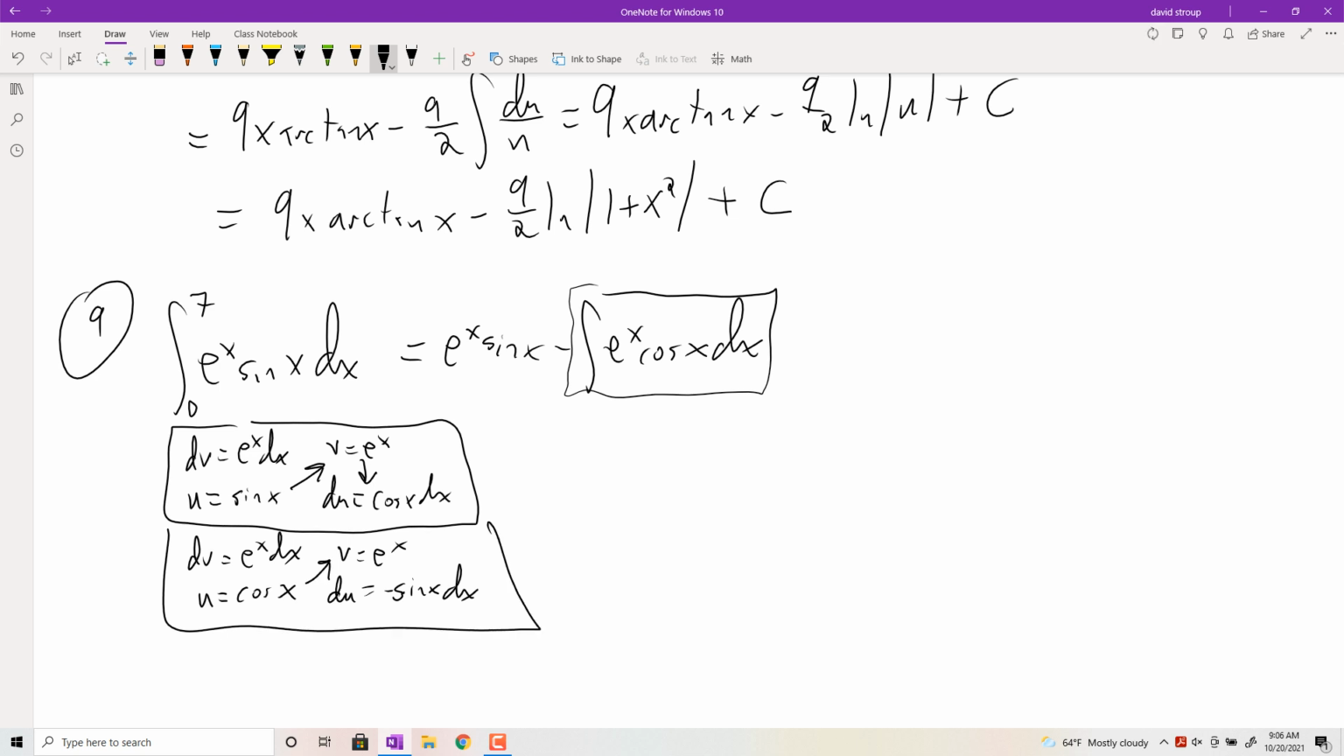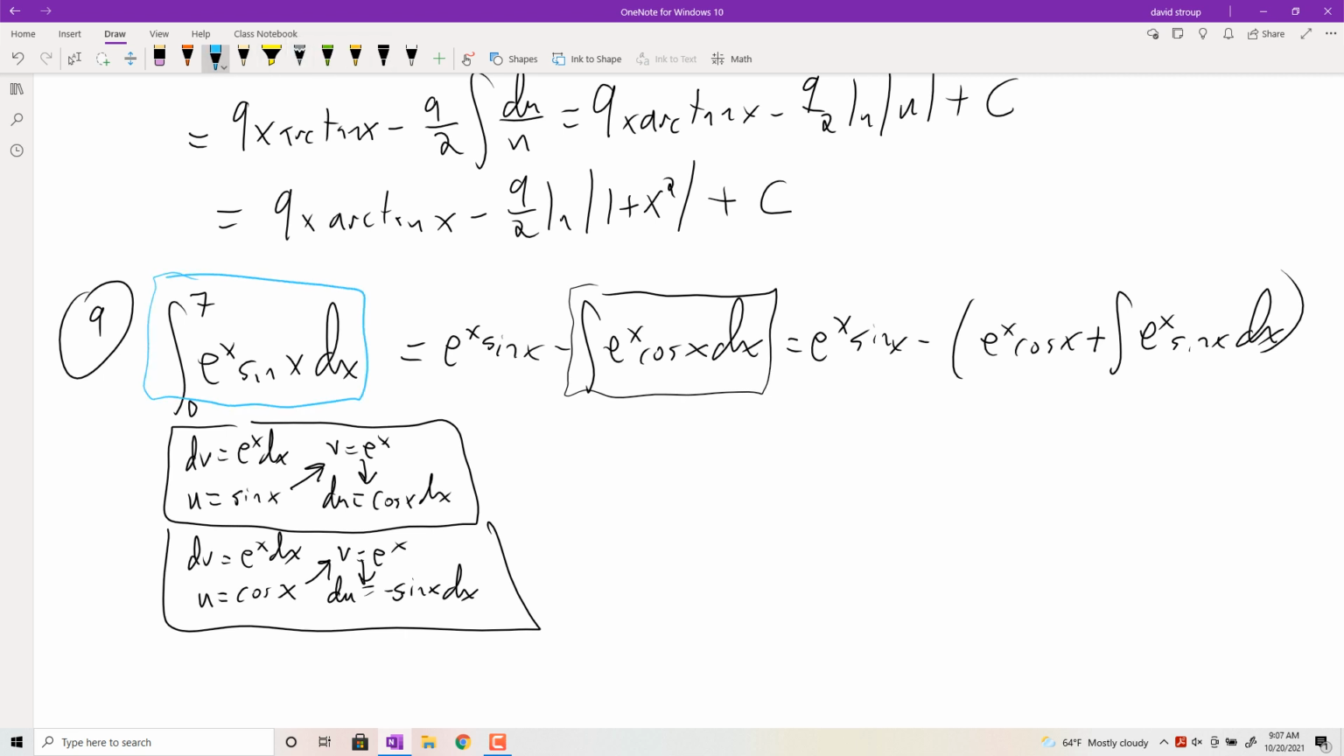Okay, so this one's this, and then minus that integral. So we're getting e to the x sine x minus e to the x cosine x minus negative, so that becomes a plus integral of e to the x sine x dx. And here is the issue then. You can see this integral here is also sitting right here. Okay, so we want to give that a variable name and solve for that.